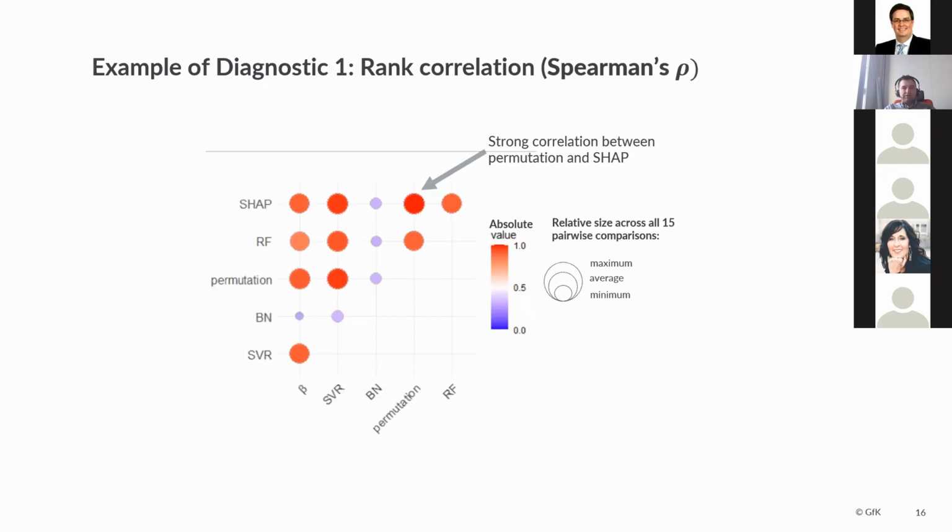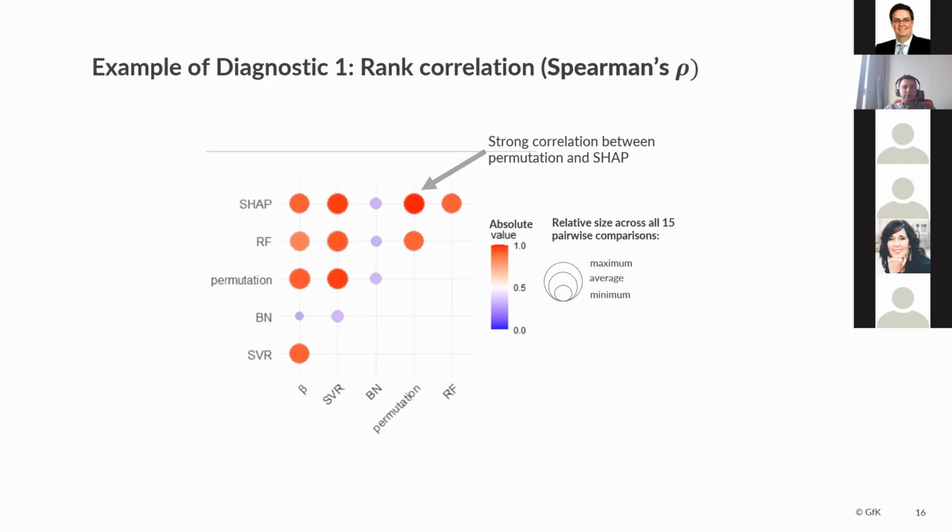The first diagnostic metric I have used in the comparison is rank correlation. Here you can see a visualization of the upper part of the correlation matrix for tested approaches: Shap, random forest, permutation importance, Bayesian network, and Shapley value regression. That's just an example, not the actual results. Here, the beta coefficients are also added. For the analysis of ranking consistency, it is justified to use the standardized beta coefficients.